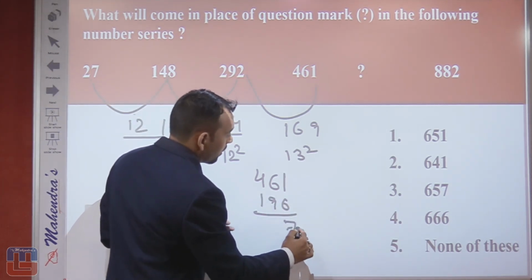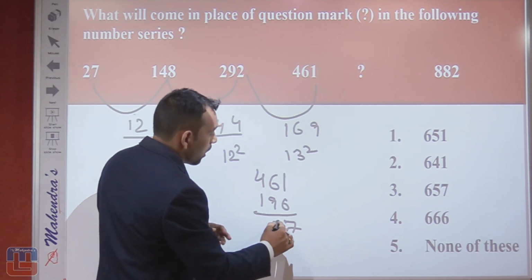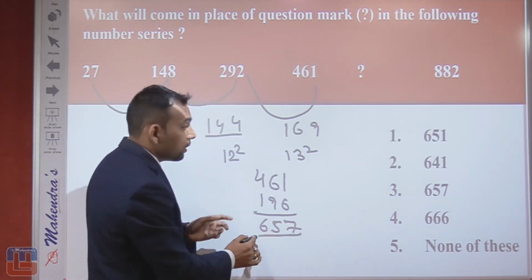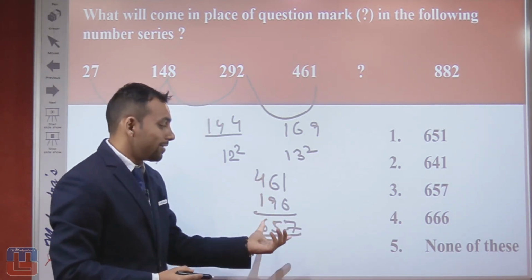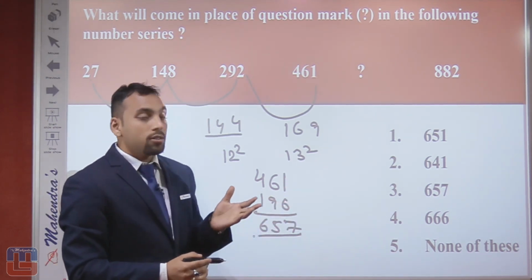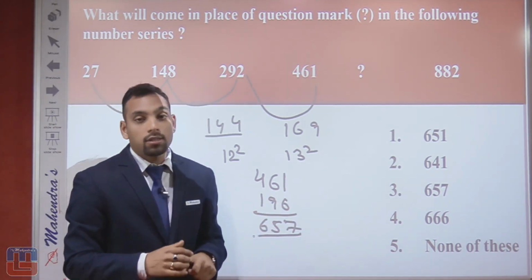6 plus 1 is 7, 9 plus 6 is 15, and 4 plus 1 is 5, so 657. You can see the option as well. The third option is available, that is 657. So we are matching the answer. So we can say that the third option will be the correct answer of this question.